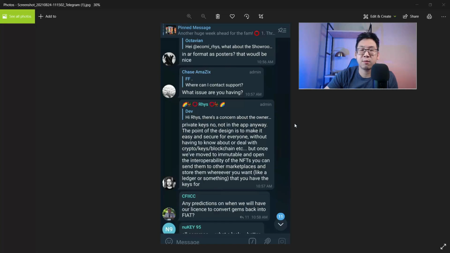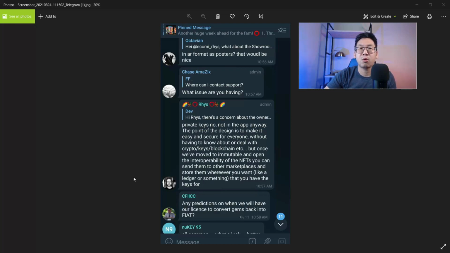So big question from Dev here about the ownership of your digital collectibles. And Rhys responds, the point of the design is to make it easy and secure for everyone without having to know about or deal with crypto keys, blockchains. But once we've moved over to Immutable and open the interoperability of the NFTs, you can send them to other marketplaces and store them wherever you like, a ledger or something that you have the keys for. So we're eventually going to get to the point, and that's one of the points of the Immutable migration, to send it over to something like OpenSea and sell it.